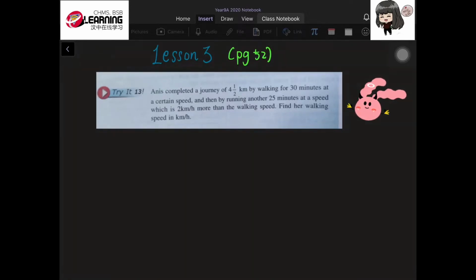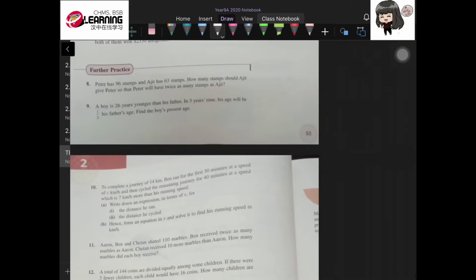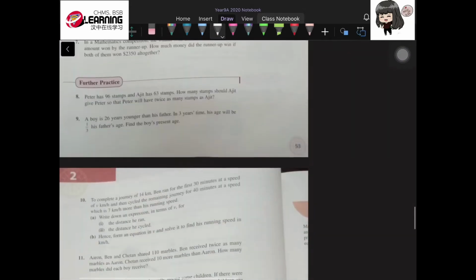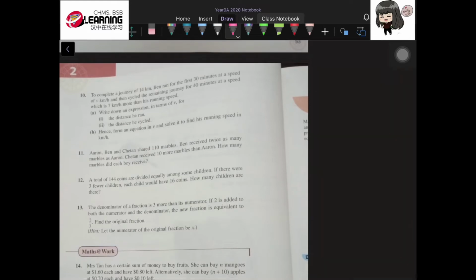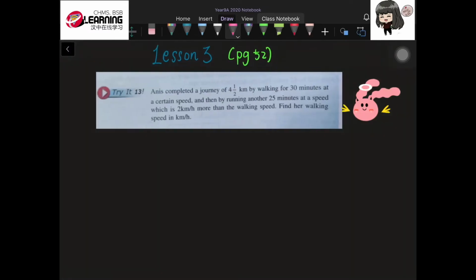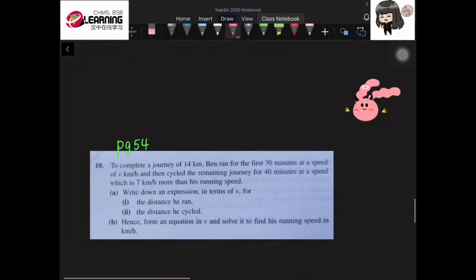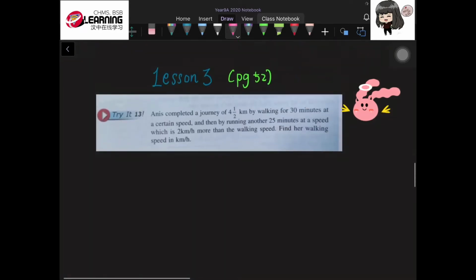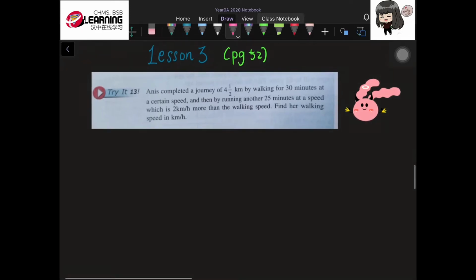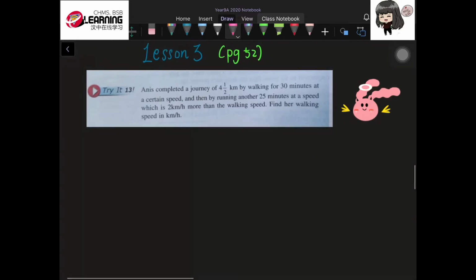So lesson 3 will cover try it 13, and also one of the questions from exercise 2.5, which is question 10. So today our lesson will be try it 13 and one question from question 10. Are you ready? Okay, so try it 13 on page 52.